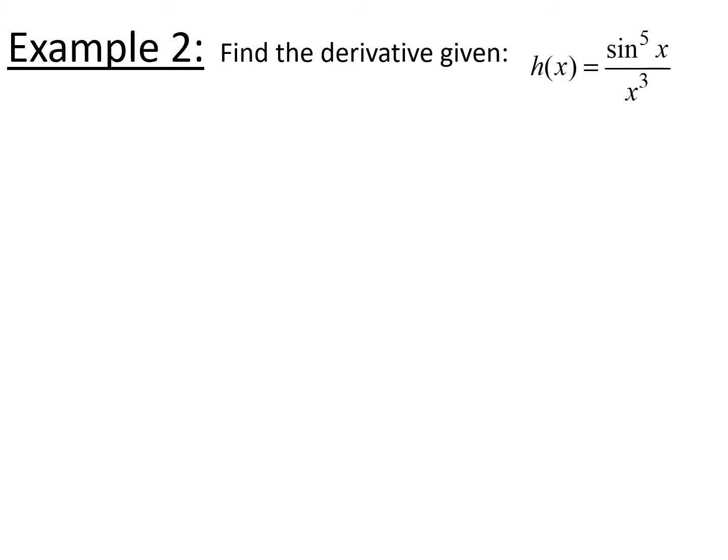All right, example number 2, find the derivative given h of x equals a trigonometric function, sine to the fifth power of x, divided by x to the third. I encourage you to pause the video and see if you can set up this quotient rule.